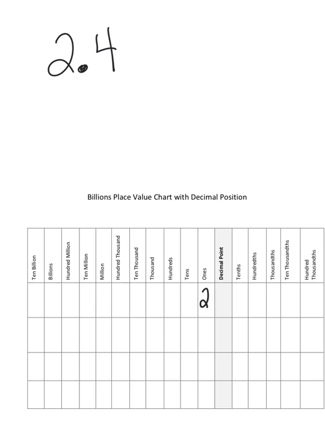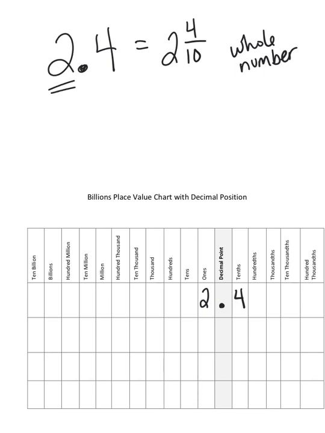I would read it 2 and 4/10. And of course, you know you could write that also as a mixed number like this, 2 and 4/10. Now let's say you were told to round that to the nearest whole number, which is saying you're going to round it to the ones place.